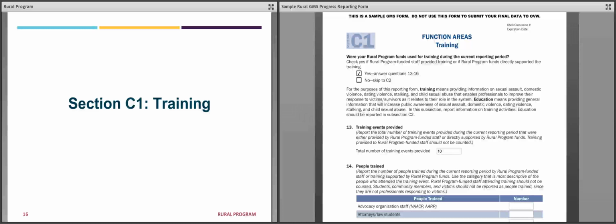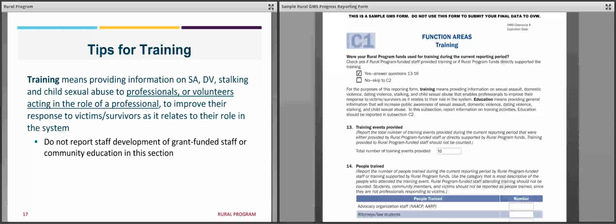Section C1, training. So in this section, if you used funds for training activities, you would click yes and fill out this section of the form. If you did not, you would click no and skip on to the next section. For context, for purposes of this form, training is defined as activities for professionals or volunteers acting in the role of a professional to improve their response to victim survivors as it relates to their role in the system.